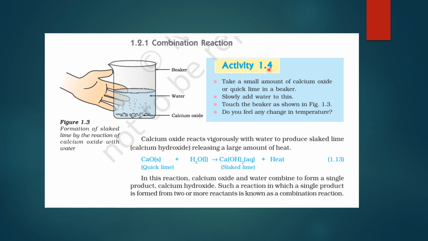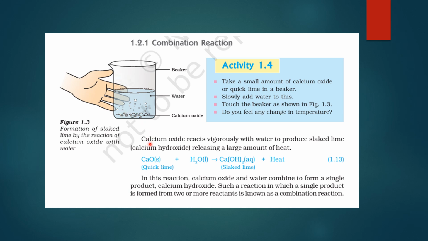Activity 1.4 says that you take a small amount of calcium oxide or quicklime in a beaker. So this is a beaker and you are adding some calcium oxide. Now slowly add water to this. Initially you are adding only calcium oxide and slowly you keep on adding water. Now touch this beaker and feel the change in temperature. You will see that the temperature of the beaker rises.